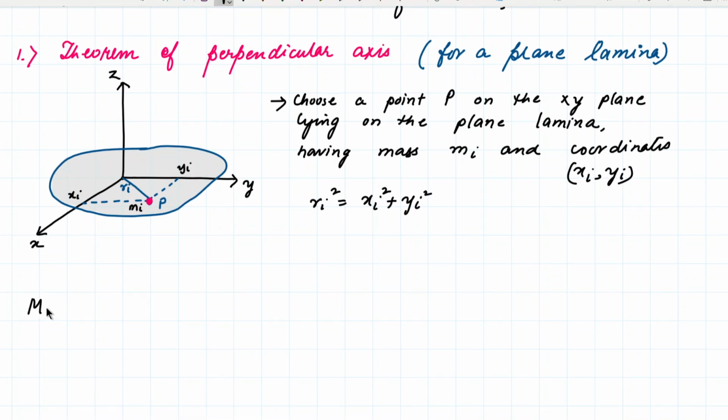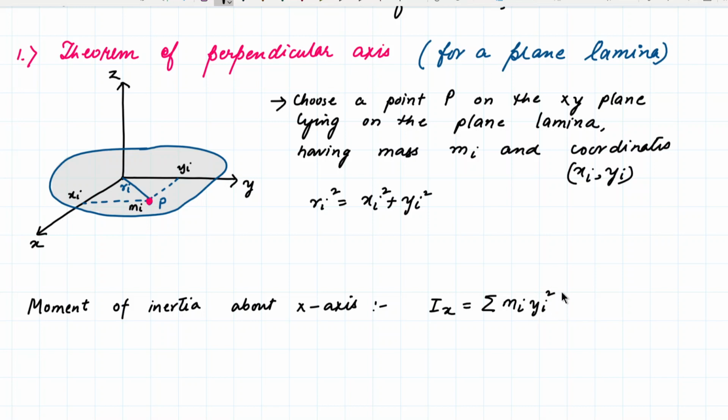So what is the moment of inertia about the x-axis? The moment of inertia about the x-axis is basically the sum over all the mass elements and the square of the distance of all these mass elements from the x-axis. What is the square of the distance of all the elements from the x-axis? It is yi square. The distance of each mass from the x-axis is yi.